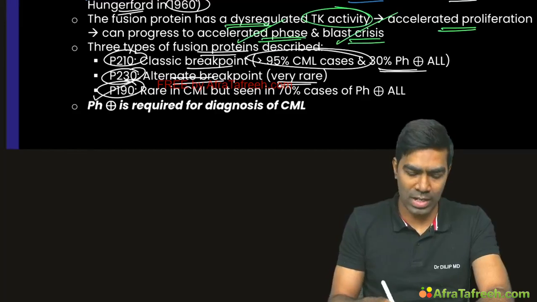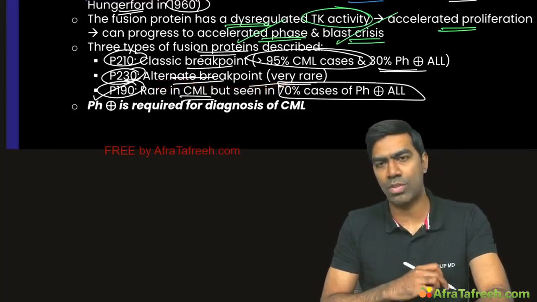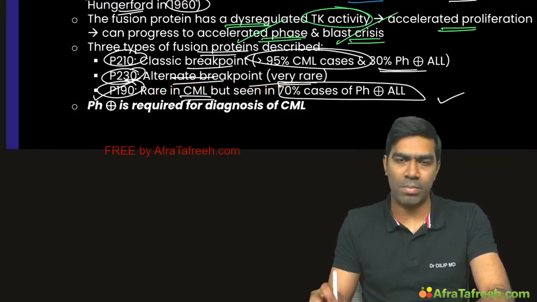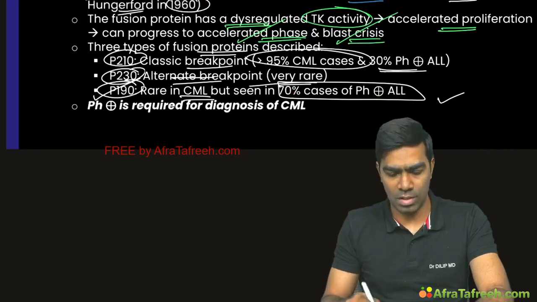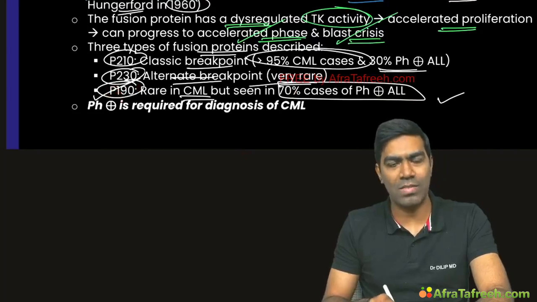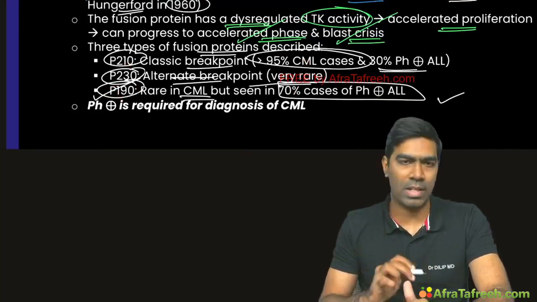The P190 breakpoint, though rare in CML, is the most common type of fusion protein seen in ALL patients. So 70% of Philadelphia positive ALL patients are going to have the P190 fusion protein only. P210 is the one commonly seen in CML cases.